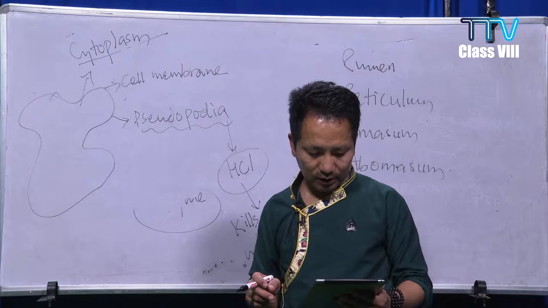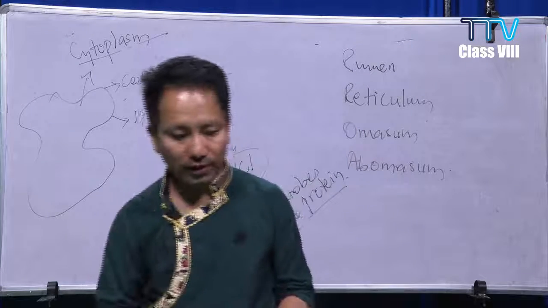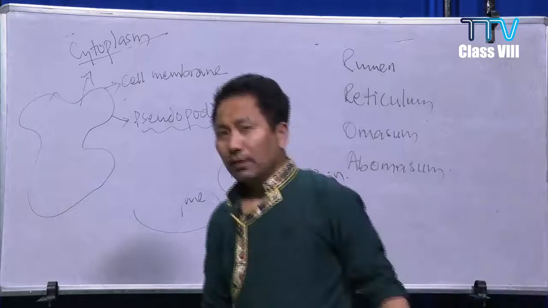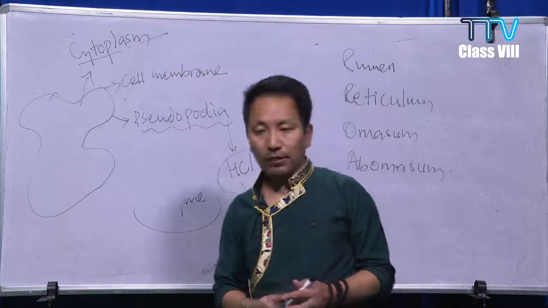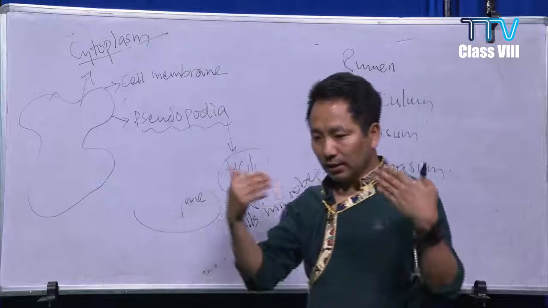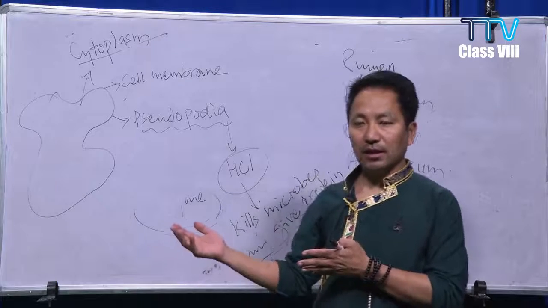In the large intestine and the small intestine, there is a difference. In the small intestine, the food is completely digested, and sugar is absorbed, not in the case of the large intestine.